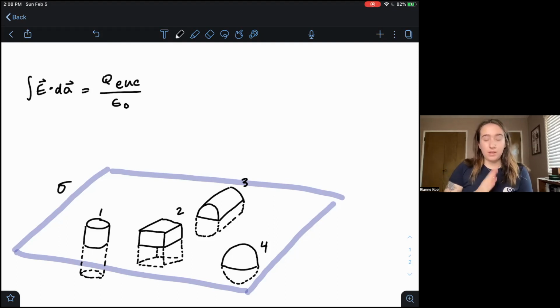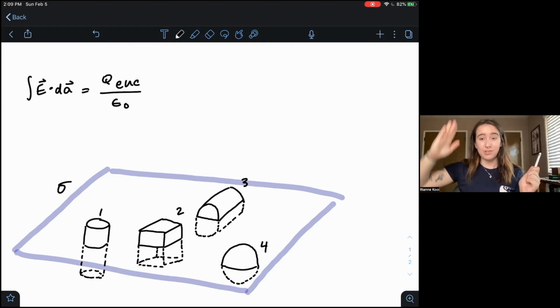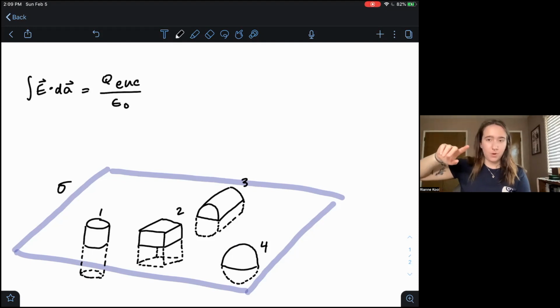Number 1 is just a cylinder that's straight up and down. Number 2 is a rectangular prism, or some call it a Gaussian pillbox. Not sure where that comes from, but that's just like a Gaussian pillbox. Number 3 is a cylinder. This is poorly drawn, I'm sorry, but it's a cylinder that's just on its side instead, so the circular part is kind of in line with the plane. And then number 4 is just a sphere.